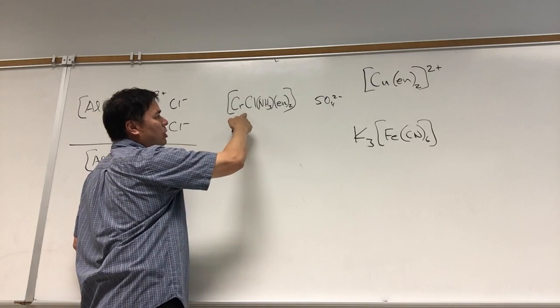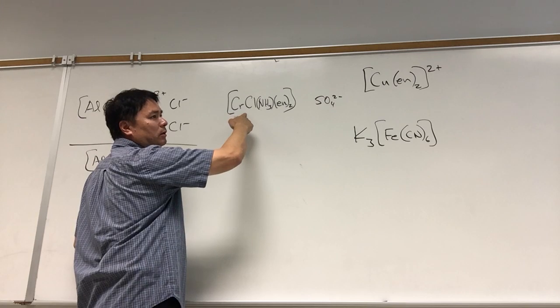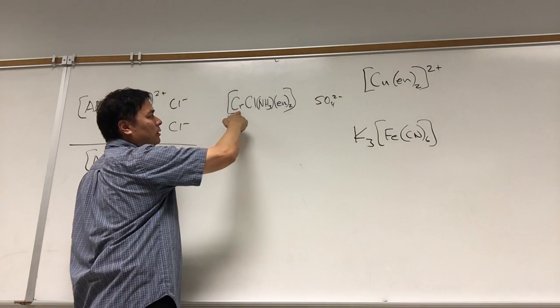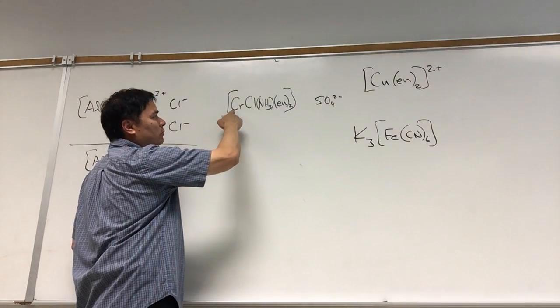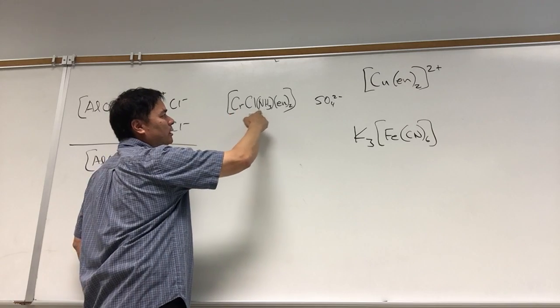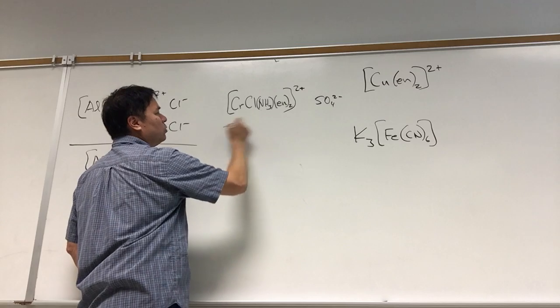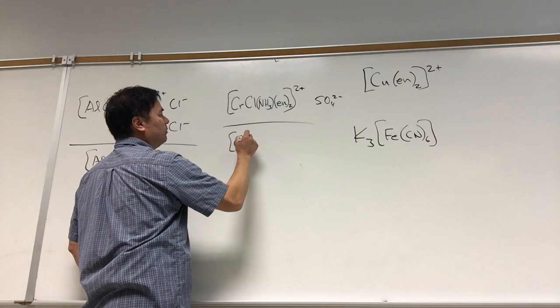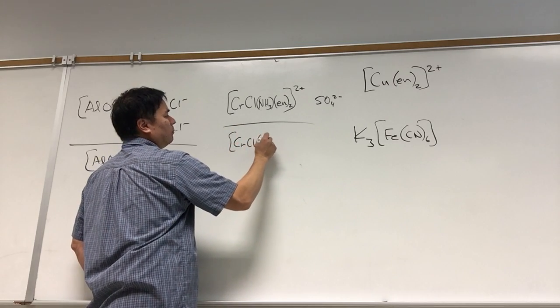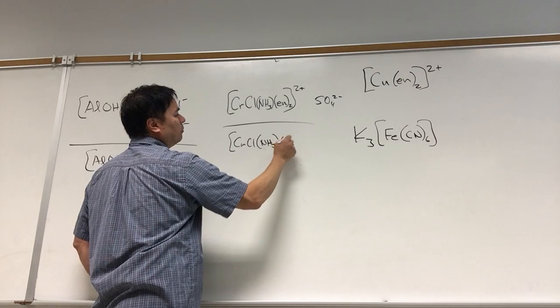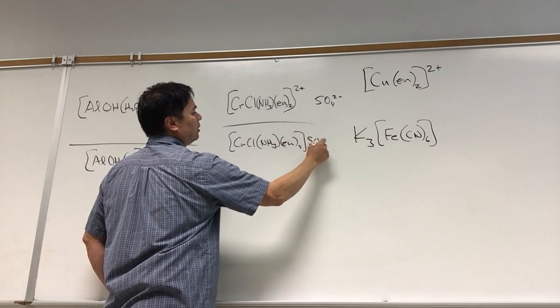Now, what's the charge on this cation? So chromium's plus 3, chloride is minus 1, so 3 minus 1 is plus 2. And so they balance out, so I just need a 1-to-1 ratio. So 1 of these for every one of those.